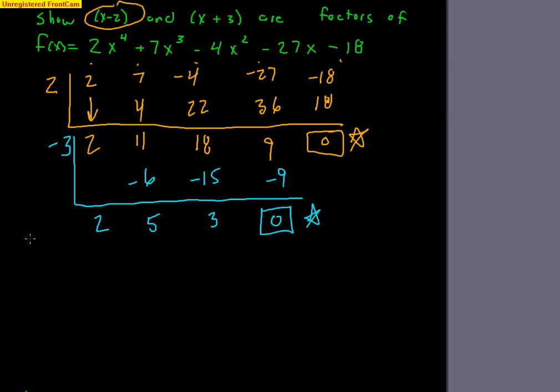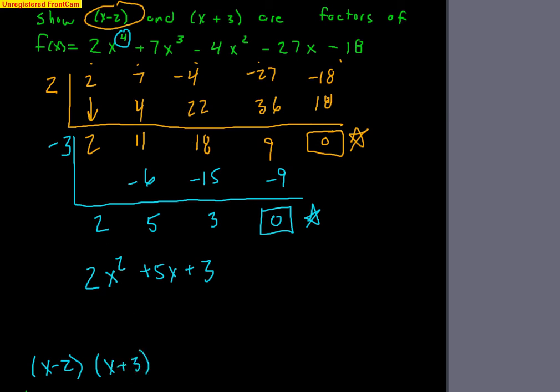Fantastic news. So let's see what happened here. I had a fourth degree, but I reduced it by 2 factors. So that took me down to a cubic and then now to a square. So I'm at 2x squared plus 5x plus 3. Now, remember, this is a fourth degree, so I have 4 zeros. Well, I knew I had 2 of them. X minus 2 was a factor, meaning 2 was the zero. X plus 3 is a factor, so negative 3 was the zero.